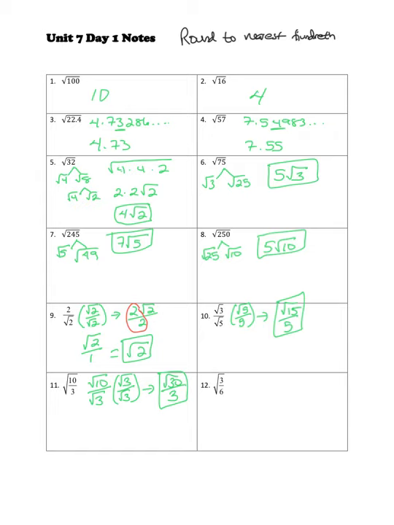Alrighty. Now, a couple different ways you can do number 12. Is there an easier way to write 3 over 6? There sure is: 1 over 2. Now, this becomes square root of 1 over the square root of 2. Multiply top and bottom by the square root of 2, and you end up with square root of 2 over 2. And that is your final answer. That was a fun one.